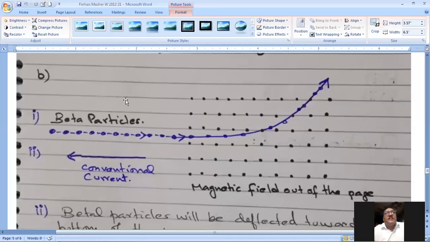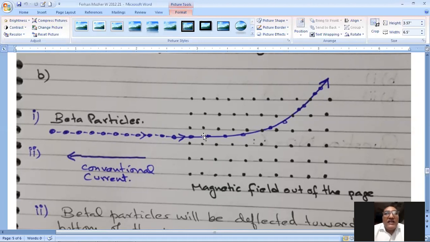You can see here these are the beta particles. This is the direction of the conventional current. Electric current is going from left to right. The conventional current will be from right to left. So beta particles enter into this magnetic field. The magnetic field is represented with dots. Dots mean that the magnetic field is coming out of the page. So by applying the left hand rule, we found the direction of the deflection of the beta particles.